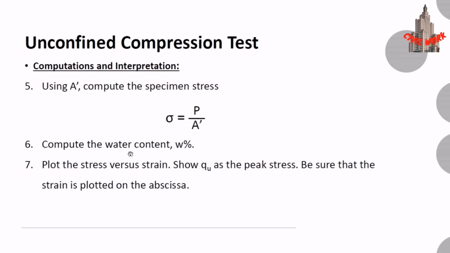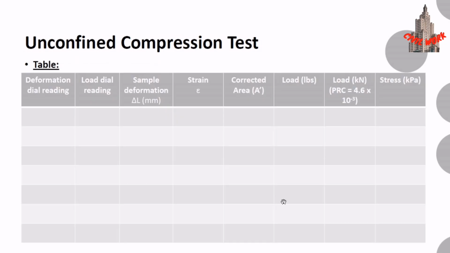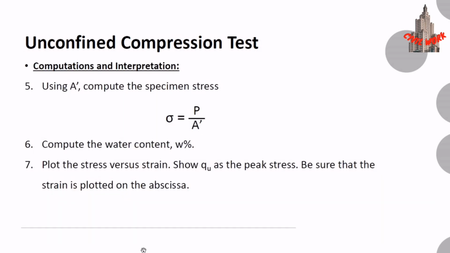Compute the water content, which we will have from the electric oven. Plot the stress strain curve and show QU, which is unconfined compressive strength, as the peak stress. Be sure that the strain is plotted on the abscissa. Here we have the table in which we have to write our readings. First we have the deformation dial reading, then we have the load dial reading, then sample deformation. Here we will have the sample deformation delta L.